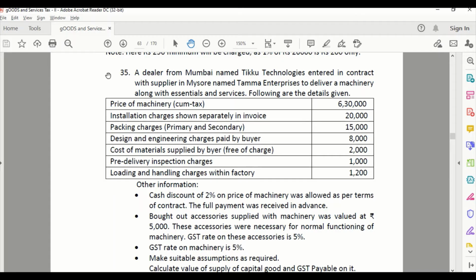Hello friends, with this video we are starting the revision series, and in the revision series we are starting with valuation of supply, and I have chosen this simple example.